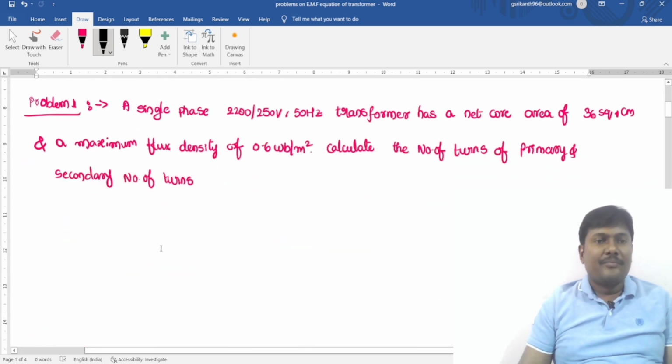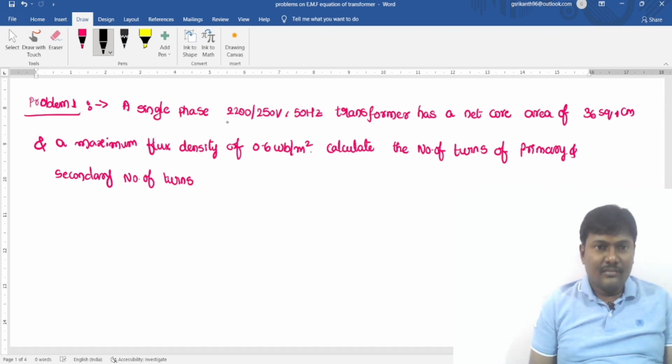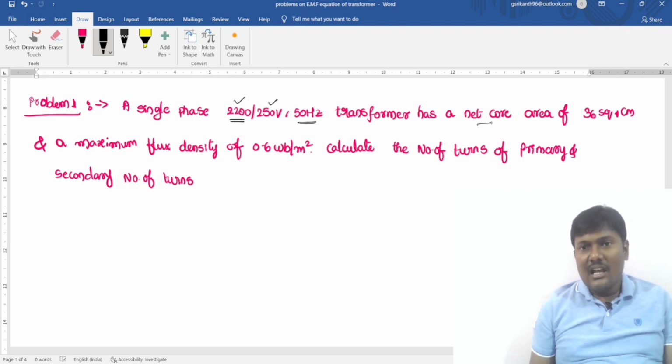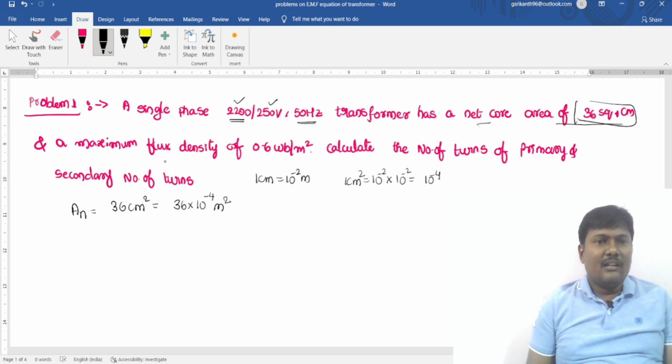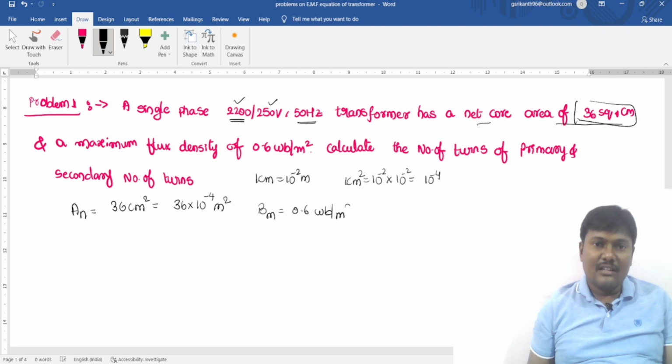So coming to our problems: a single phase transformer, that is a 2200 by 250 volts 50 Hz transformer, has a net cross sectional area of 36 square centimeter. So net cross sectional area is 36 centimeter square. That means 36 into 1 centimeter is equal to 10 to the power of minus 2 meters. But 1 centimeter square is equal to 10 to the power of minus 2 into 10 to the power of minus 2, that should be equal to 10 to the power of minus 4 meter square. And maximum flux density, that means Bmax, is equal to 0.6 Weber per meter square. Calculate the number of turns on the primary and secondary.